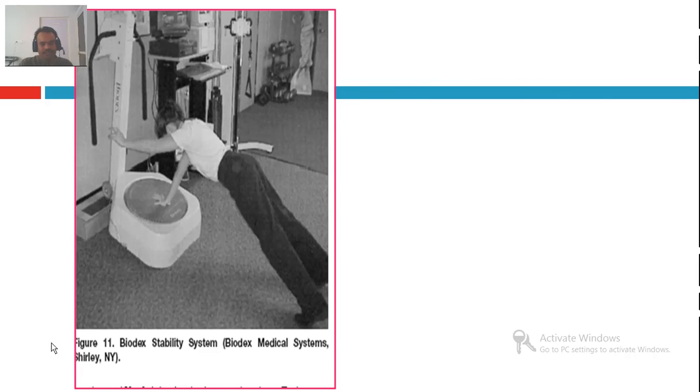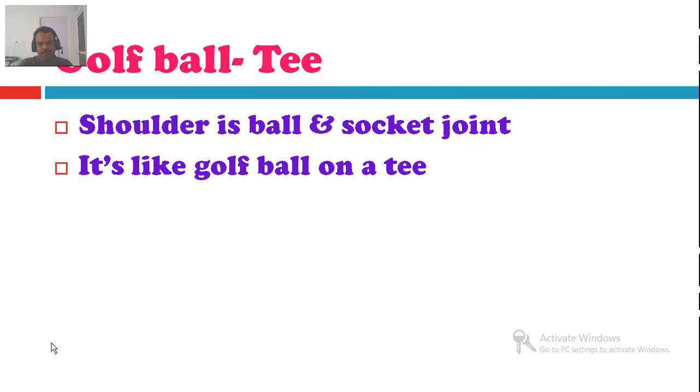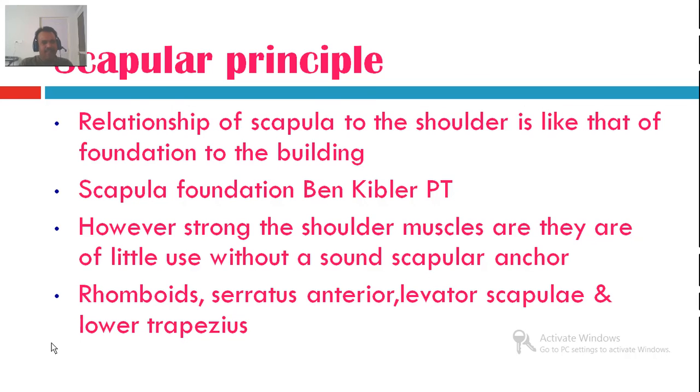Okay, this is a bionic system that you can think of using for shoulder pathology. This is an important concept. I call it the golf ball concept. The shoulder is a ball and socket, like a golf ball on a tee. An important concept is given by Ben Kibler, a physio from the UK, who says that the relationship of the scapula to the shoulder is like that of the foundation to a building. If the foundation is good, the building is good. Likewise, if the scapular foundation is good, then the shoulder is good.